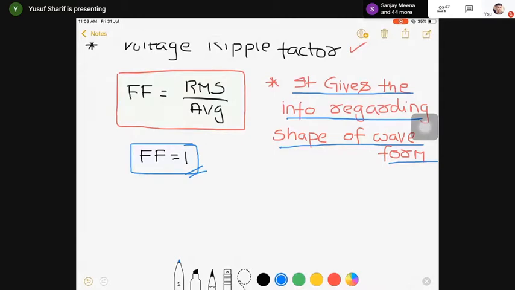Anyone? RMS or average same है. Okay, that is mathematical point of view. Form factor is equivalent to 1. Mathematically, that is absolutely fine. RMS is no doubt equivalent to average. But physical significance क्या है? Physical significance क्या है when form factor is equivalent to 1?